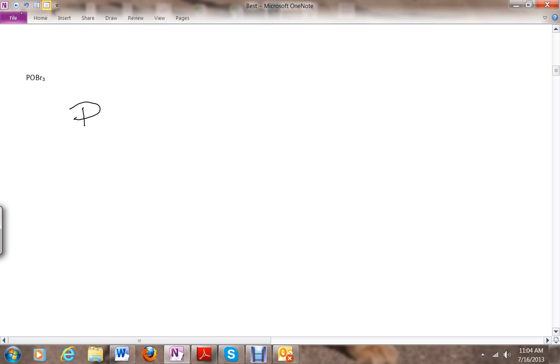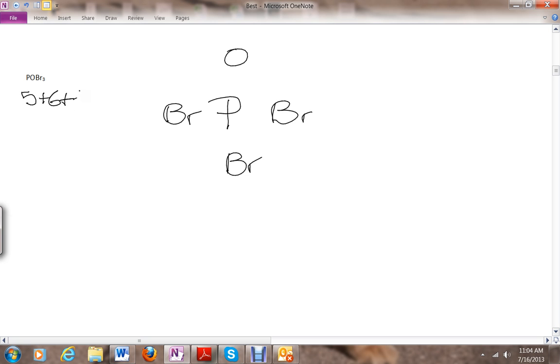So let me erase this to do it here. We have the central atom, and let's draw the structure first. You have 3 Br and an oxygen. So the valence is going to be phosphorus 5 plus oxygen 6 plus 3 times 7. There is no formal charge, so you don't have to add or subtract electrons, depending on whether you have a positive or negative charge. So it would be 11 plus 21. It's going to be 32 electrons.